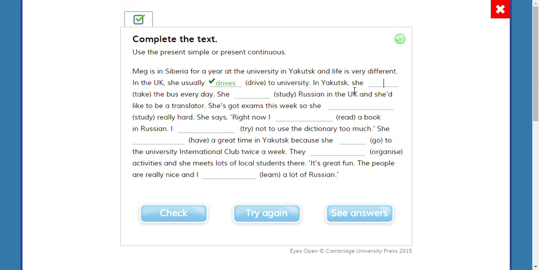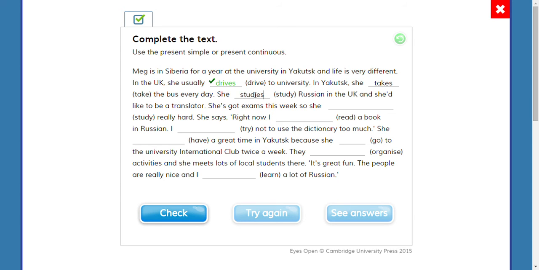Read the whole sentence. In Yakutsk, she, between brackets you have be, but what continues? The bus every day. She takes the bus every day. She is studying or studies? She studies.